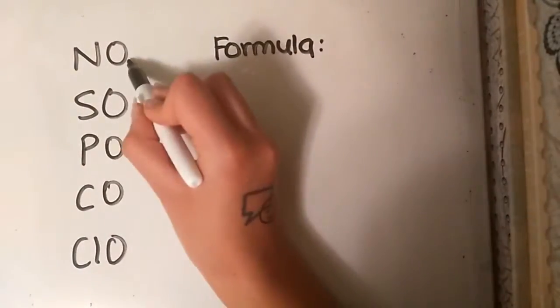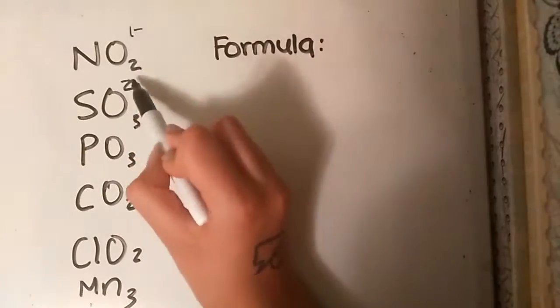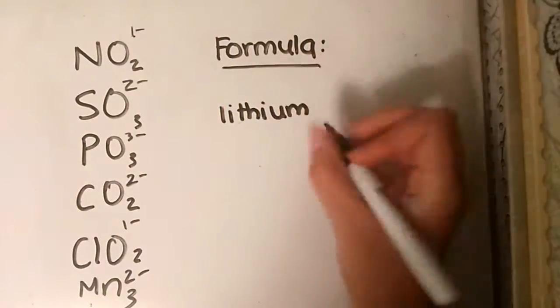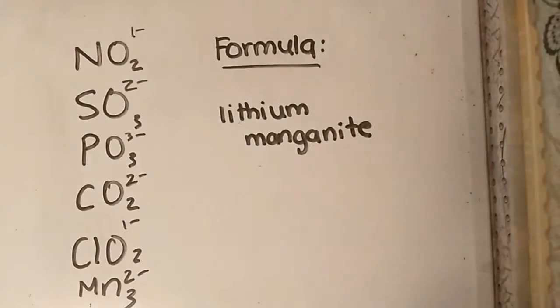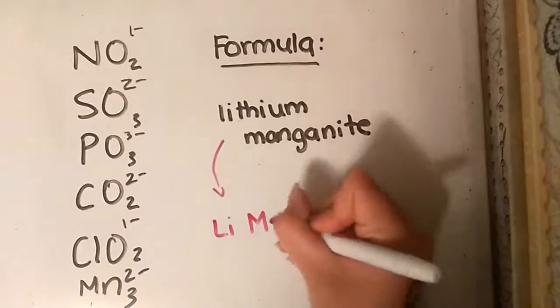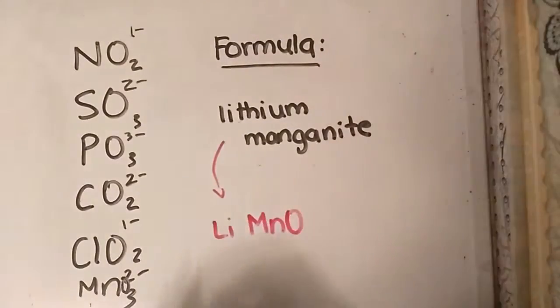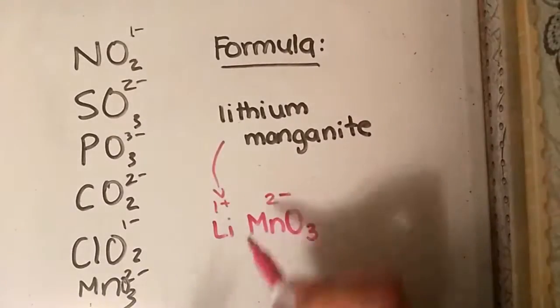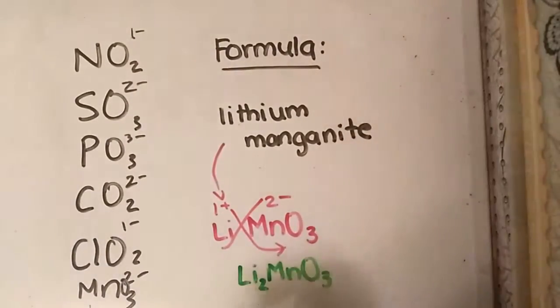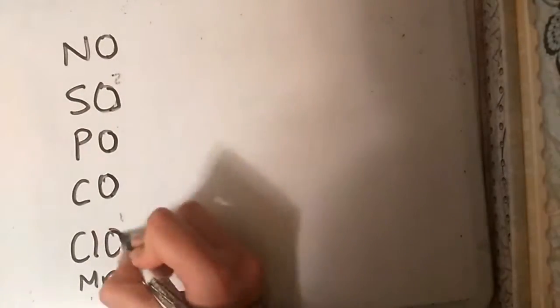What about the formula? It's the same as the ates. So if you have lithium manganite, you write out the symbols, then put the charges, use the crisscrossing method, and also don't forget about the brackets if they are needed. As well, simplify subscripts if necessary.